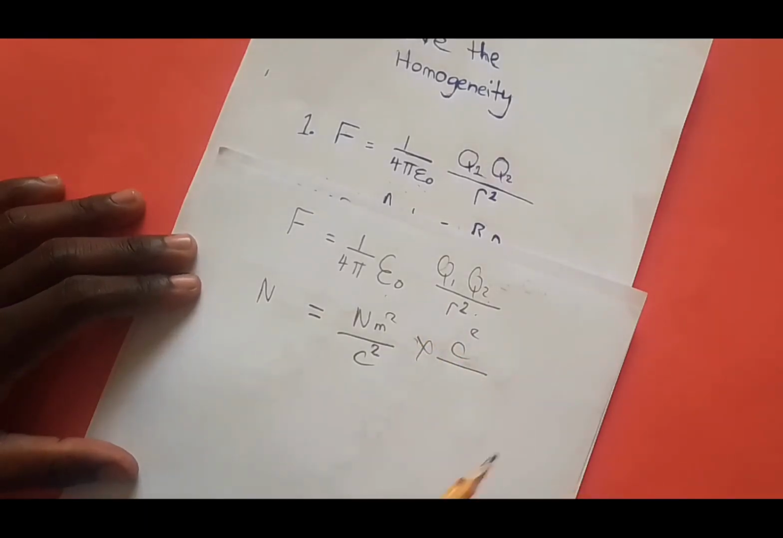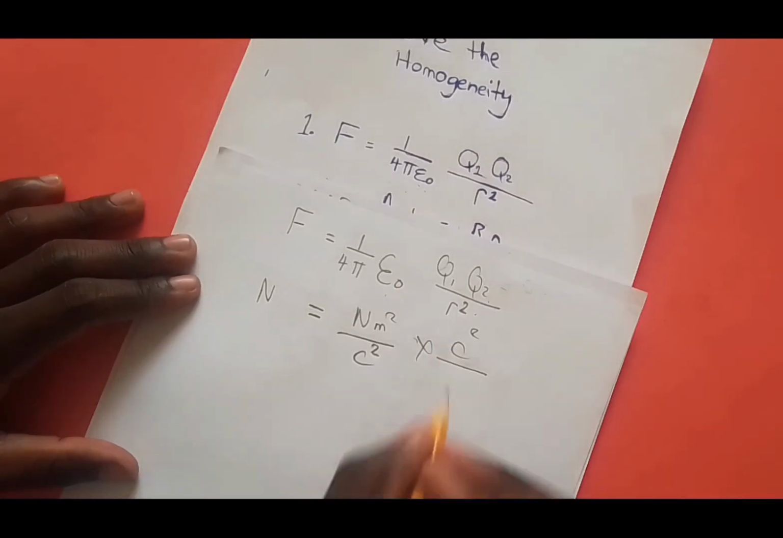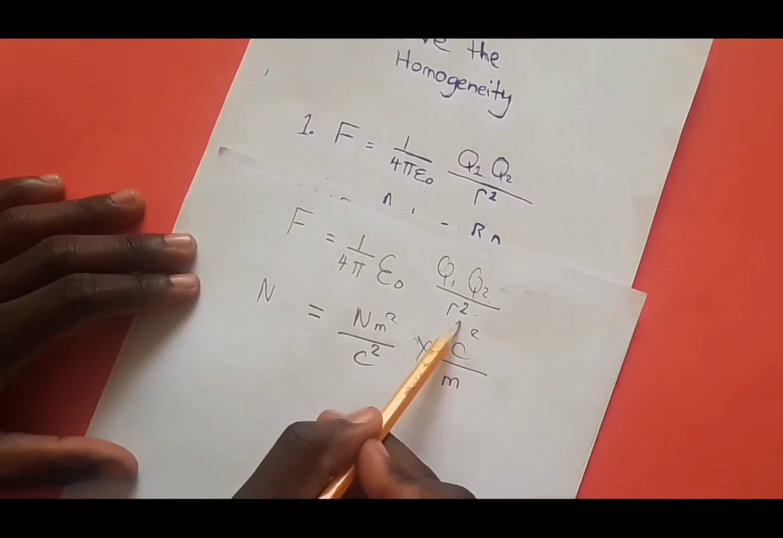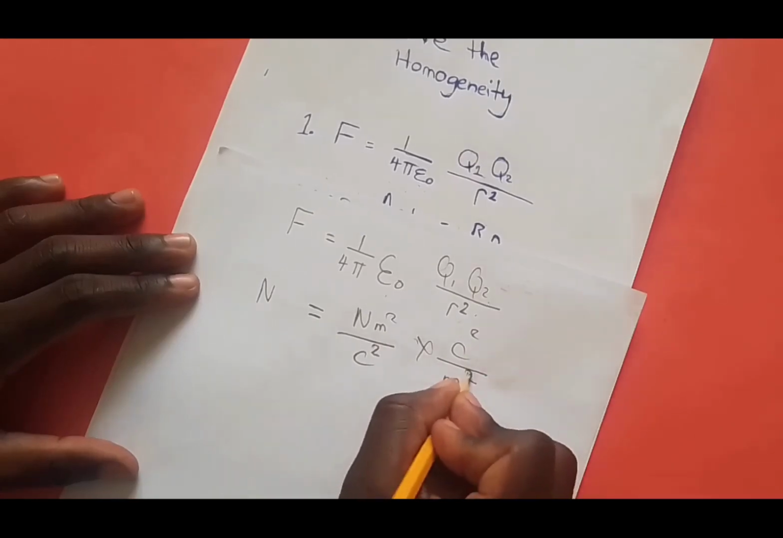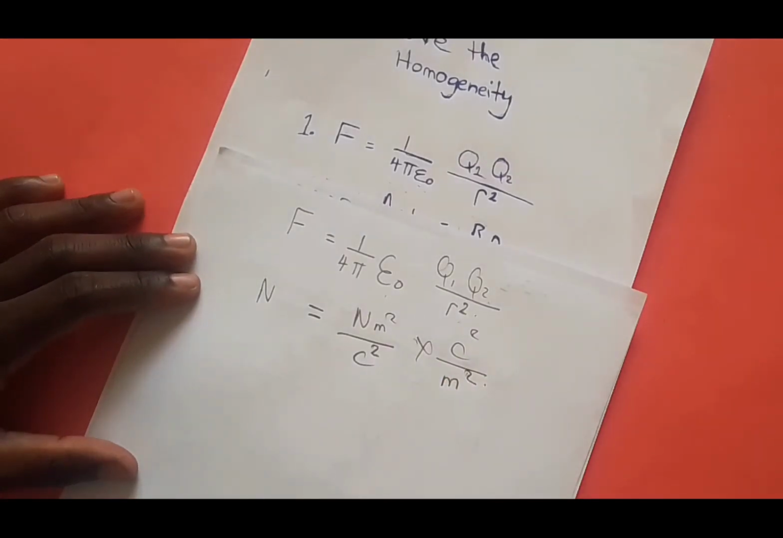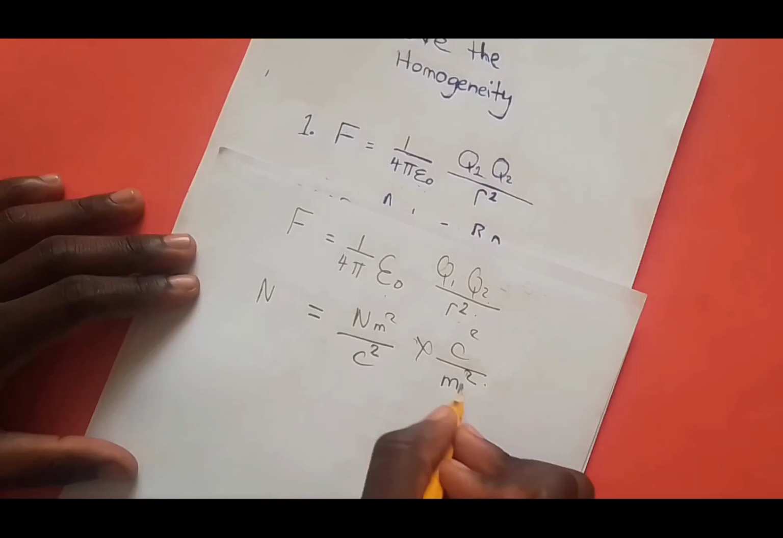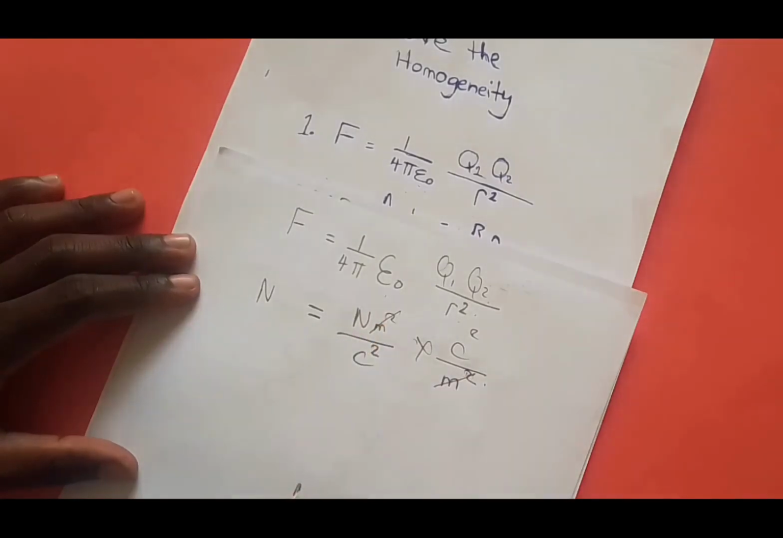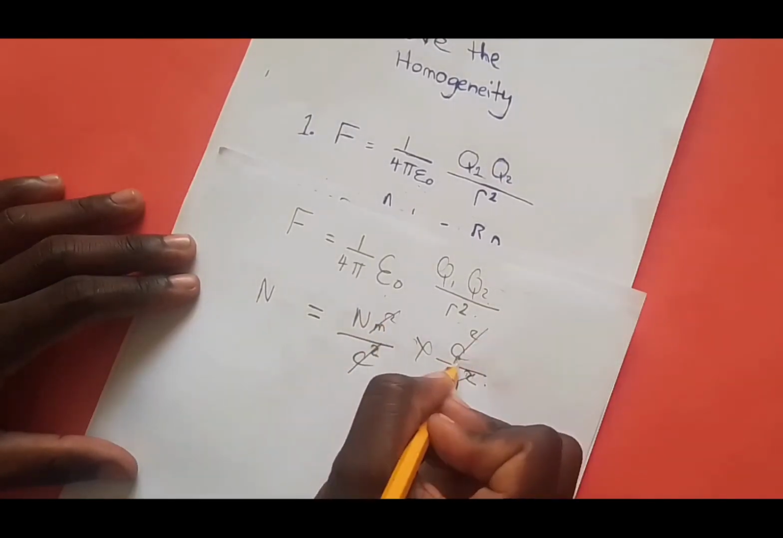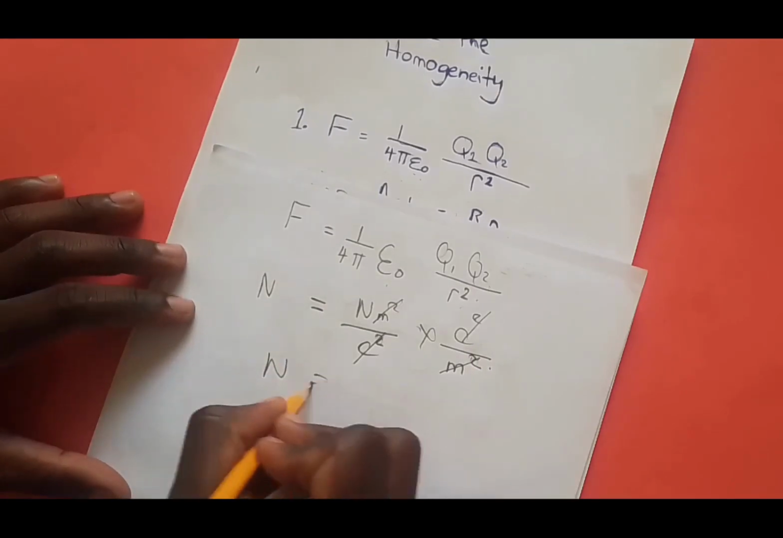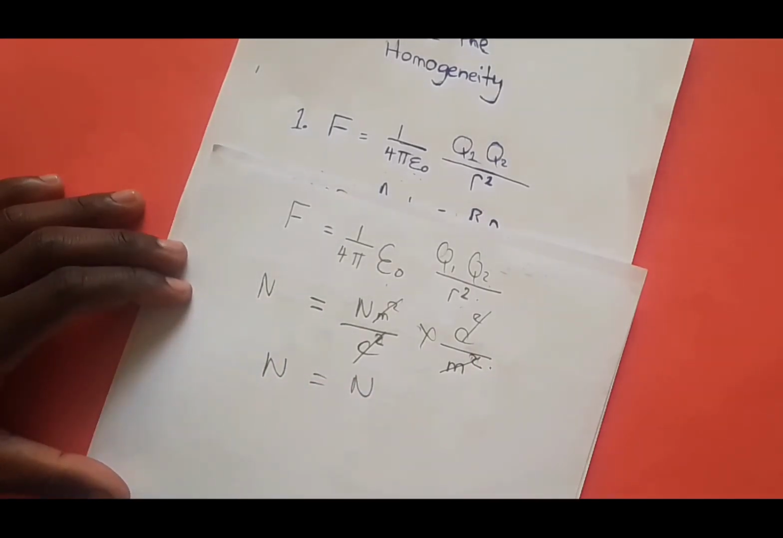R is the distance between the charges. Distance is measured in meters, so the unit for R will be meters, and R squared is going to be meter squared here. Further simplification, you will see that m squared will cancel m squared, then coulomb squared will cancel coulomb squared, leaving us with newton equal to newton.